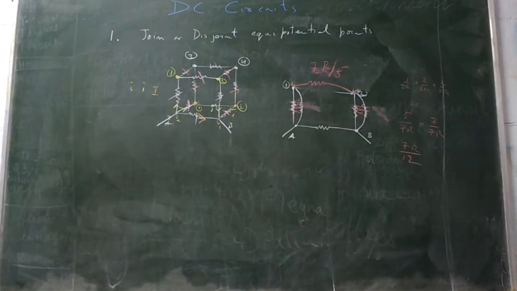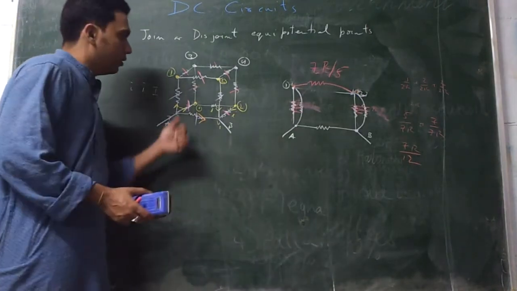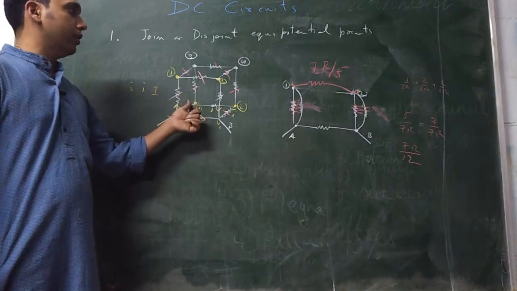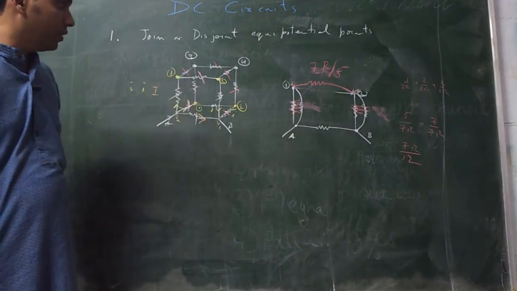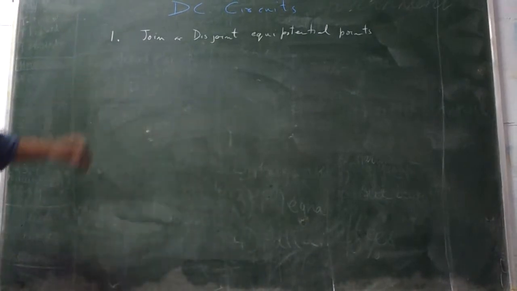So what we have used over here is that equipotential points you can join. When you are joining the equipotential points, the circuit is becoming quite easy to solve. And also what we have used is the symmetry of the circuit to distribute the current.